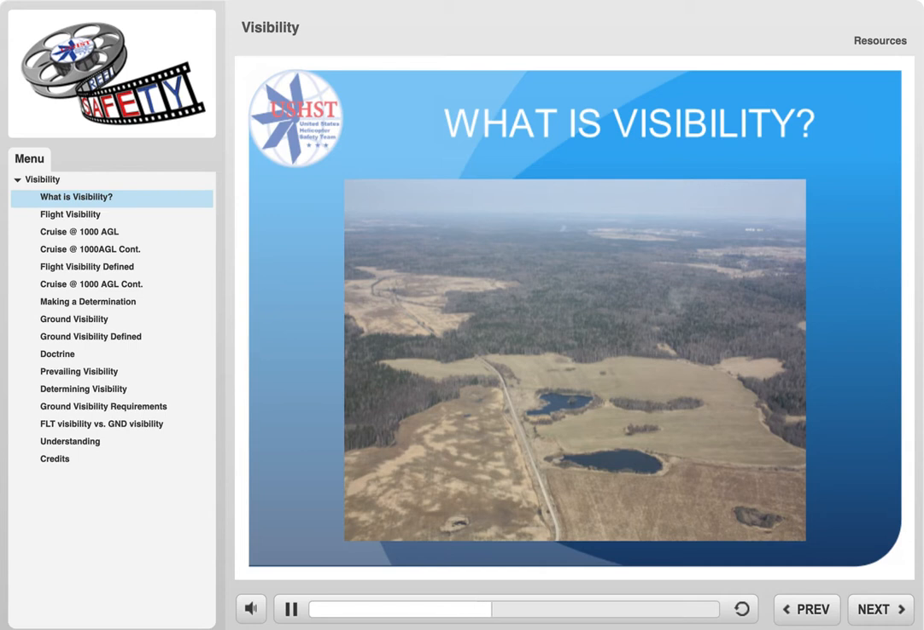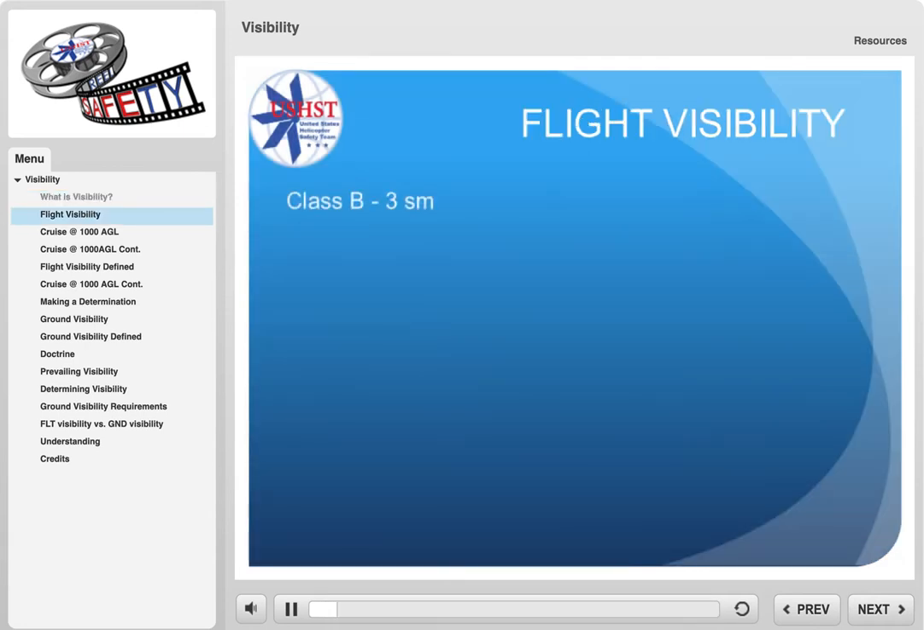What is visibility? Sounds pretty simple, doesn't it? It's how far you can see. Well, if we dig a little deeper, we find there are different kinds of visibility that are used by pilots at different times, in different airspace, and is determined in different ways. The first and probably most important is flight visibility.